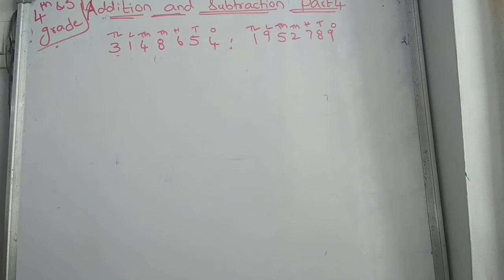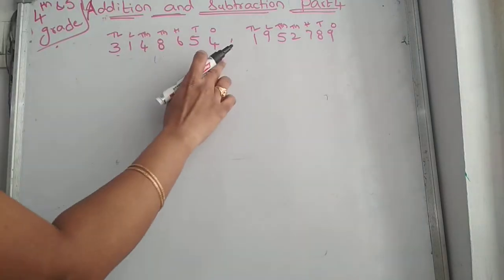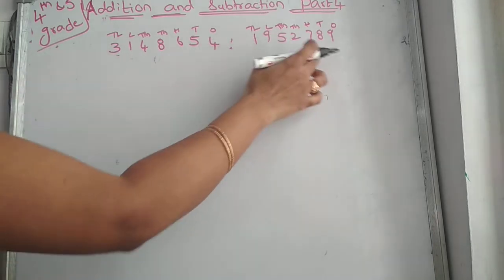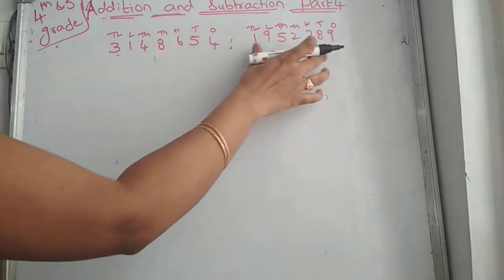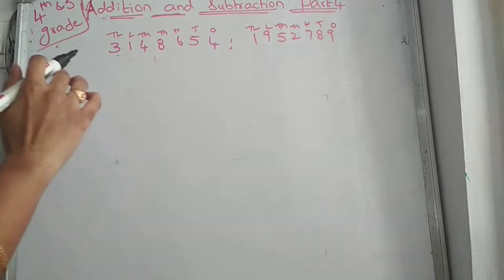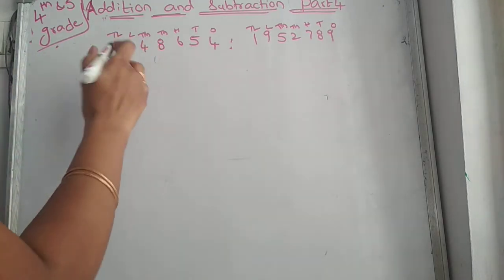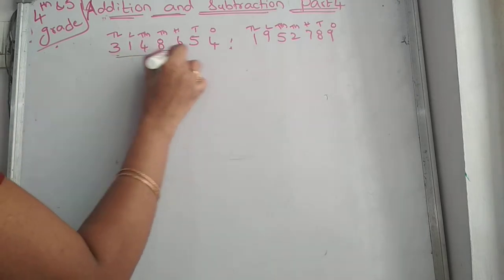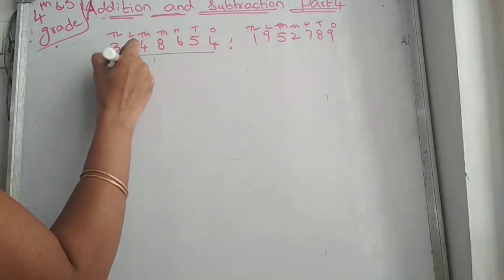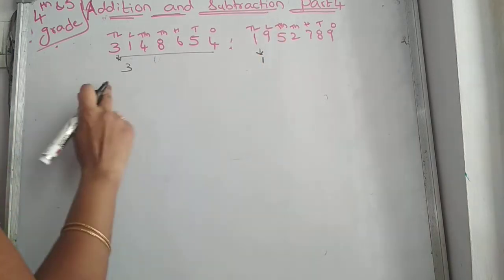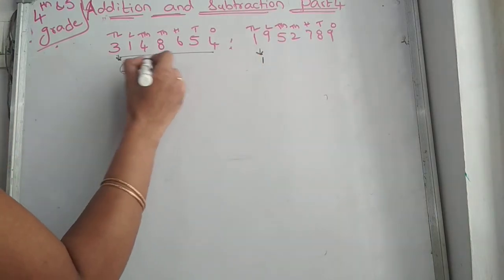Both are in the 10 lakh place. 1, 2, 3, 4, 5, 6, 7 digits. Both numbers have the same number of digits. What will we do here? First, which one is the big number? That is called the minuend. Compare the last digit, the 10 lakhs place. Here 3, here 1. Which one is big? 3 is the big number, so this is called the minuend.